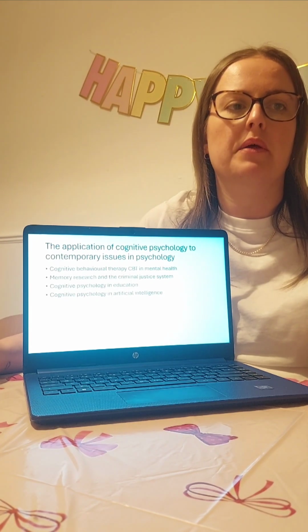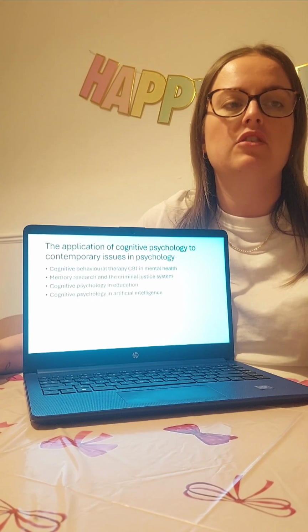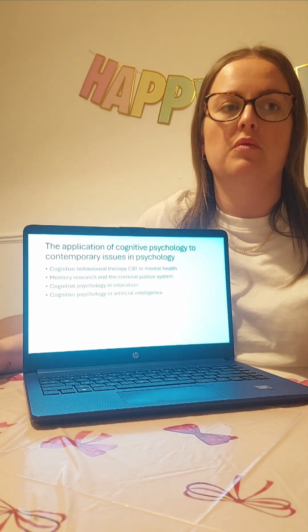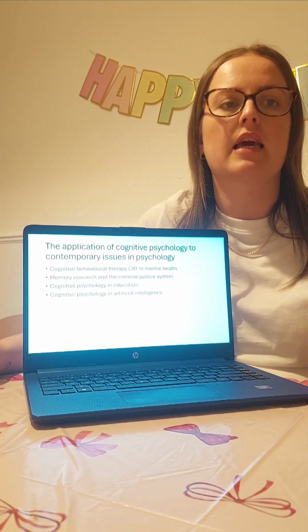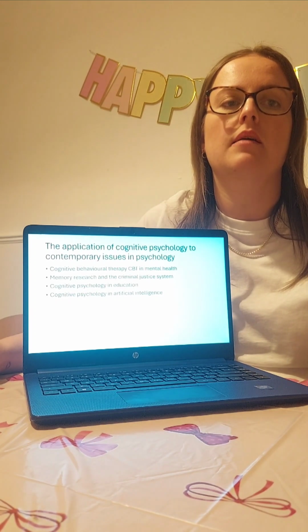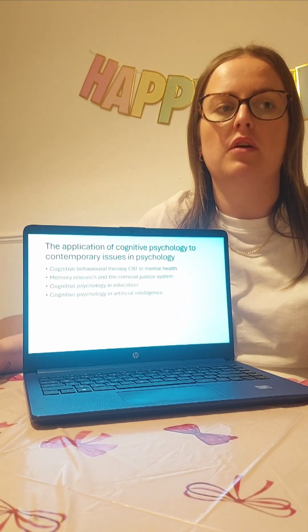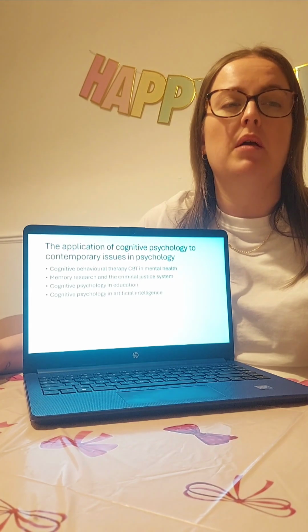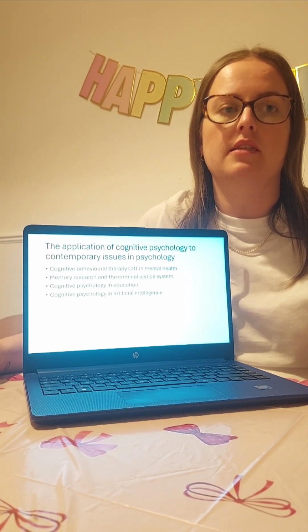Cognitive behavioural therapy in mental health. Integrating cognitive psychology principles with behavioural techniques, CBT helps individuals identify and challenge distorted thought patterns and beliefs that contribute to mental health problems. Memory research and the criminal justice system.